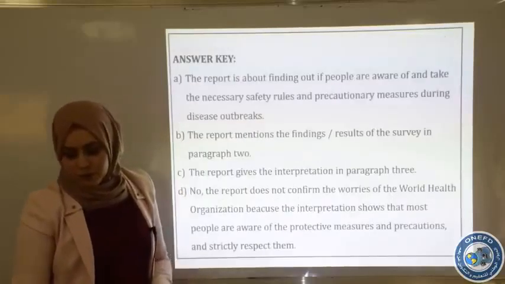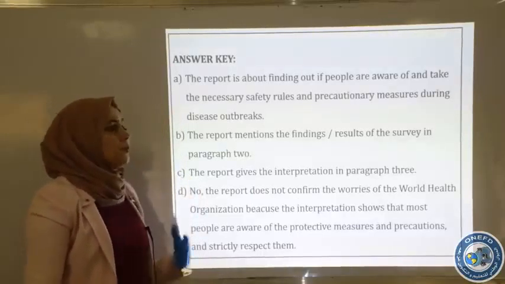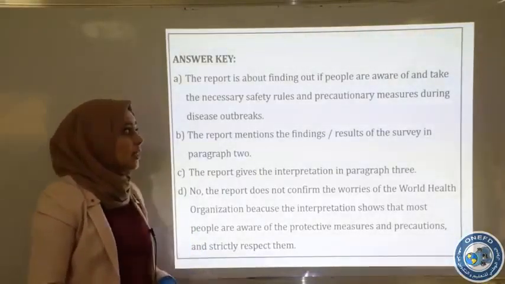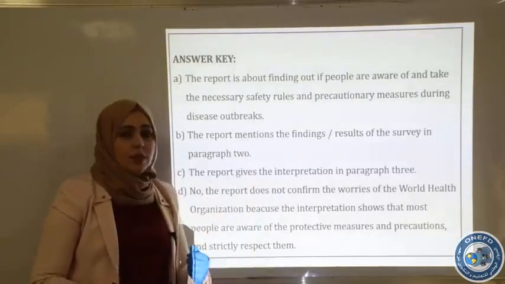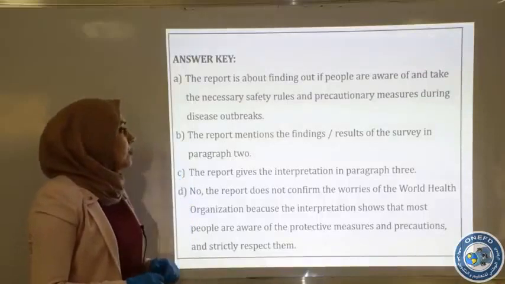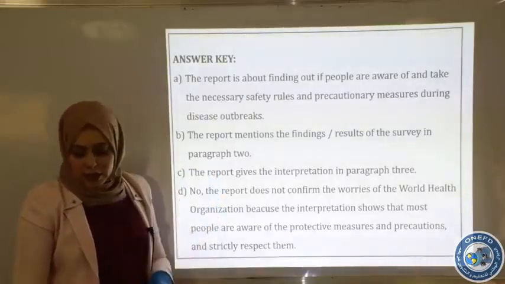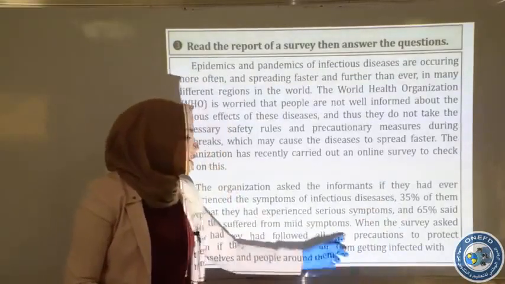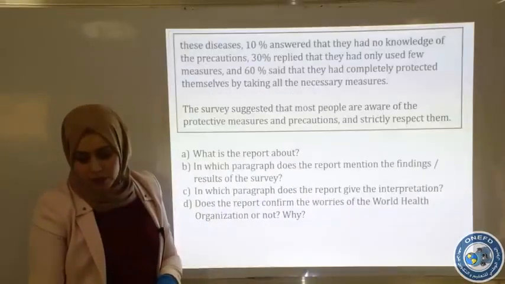All right, so let's go over the answers together. So the first one, the report is about finding out if people are aware and take the necessary safety rules and precautionary measures during disease outbreaks. Okay, if people know these safety rules and they apply them, they use them in their daily life. B, the report mentions the findings or the results of the survey in paragraph 2. Okay, here if we go back to the text, we can see that we give the results by giving percentages of the informants who answered the survey.